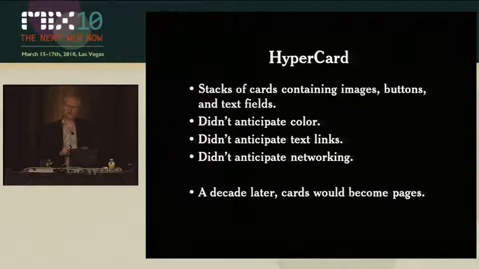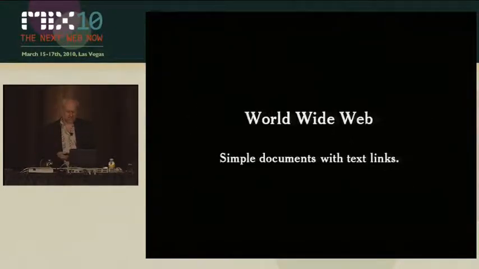The notion that you could click on something and go to the network and find something hadn't really been understood yet. But it was still a very influential model, and it had a big influence on Tim Berners-Lee at CERN. So things like home pages came from the notion of the home stack that HyperCard had. But in a way, the World Wide Web was a much less ambitious thing. At that time, it was intended to be just very simple documents containing text links.